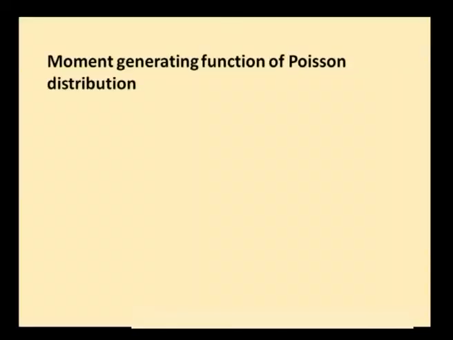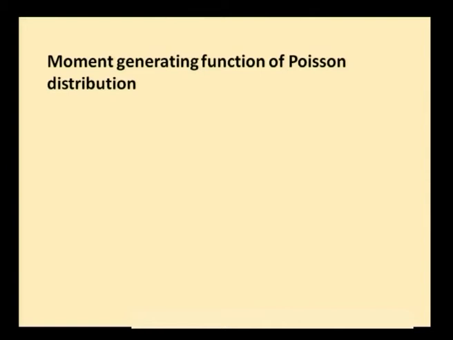Welcome after the break. Earlier to the break, we have seen the Poisson distribution as a limiting case of binomial distribution. Also, we have derived mean and variance of Poisson distribution. Next, we shall find out the moment generating function of Poisson distribution.